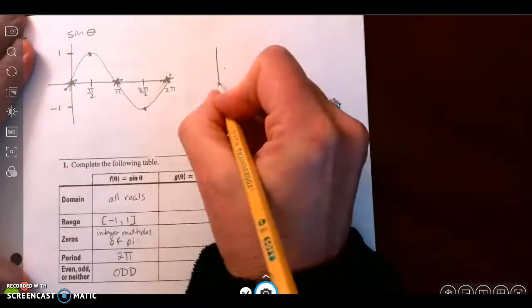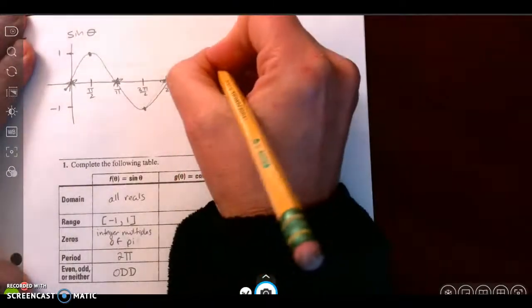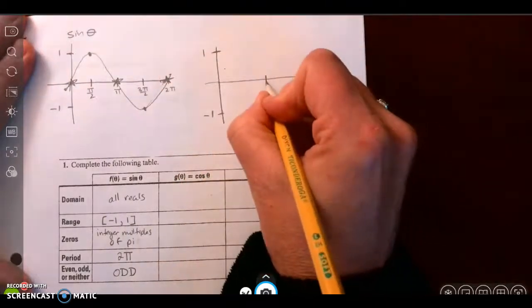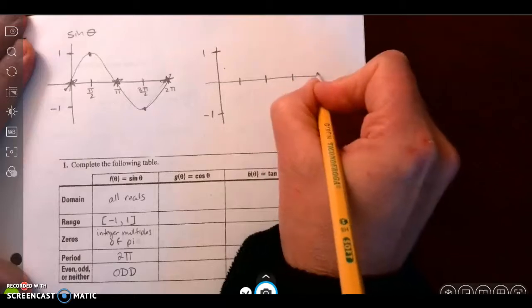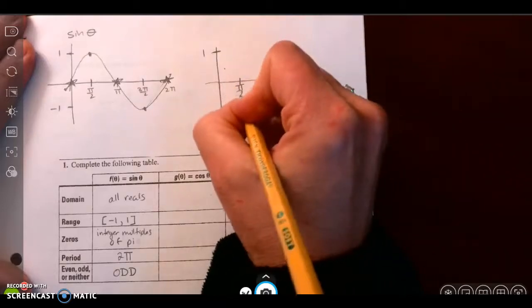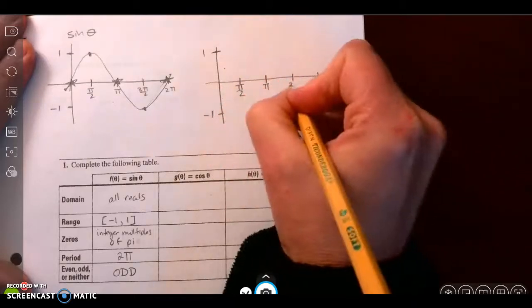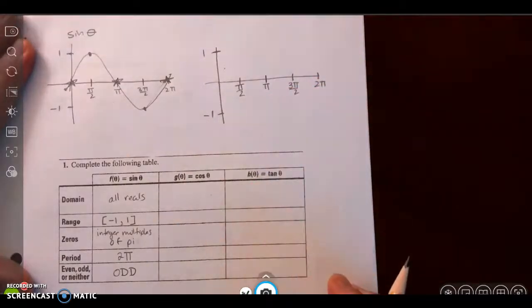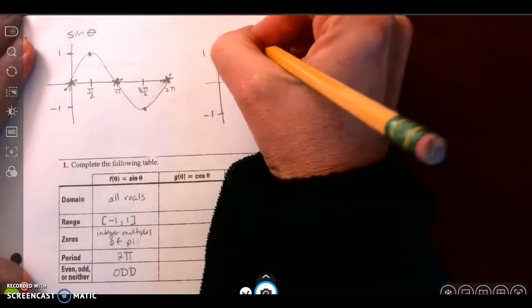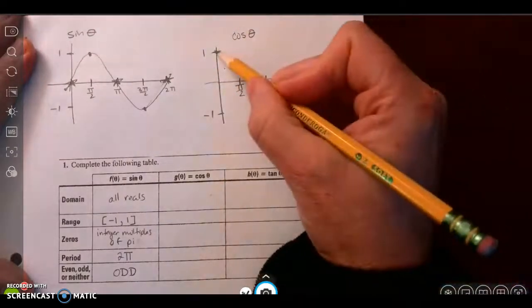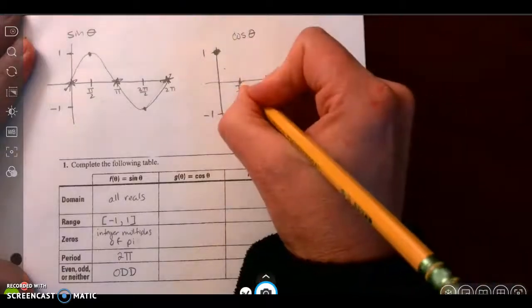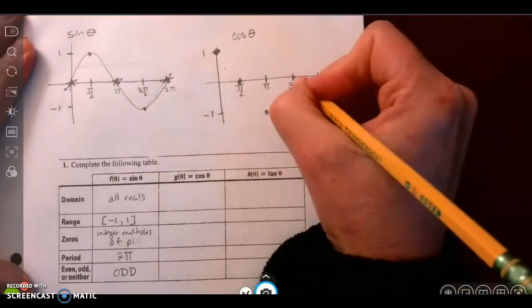Then when I go to draw my cosine curve, set my graph up the same way, going from -1 to 1, divide my graph into the four corners, which are pi over 2, pi, 3 pi over 2, and 2 pi. And for this, for the cosine curve, I remember that I start up here at 1. And then I make that giant U.